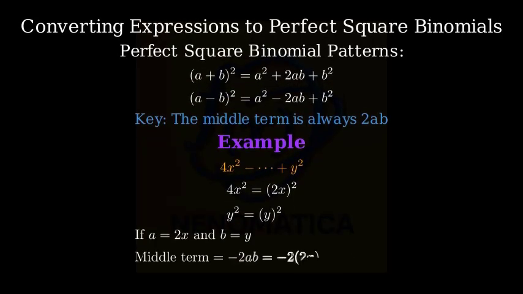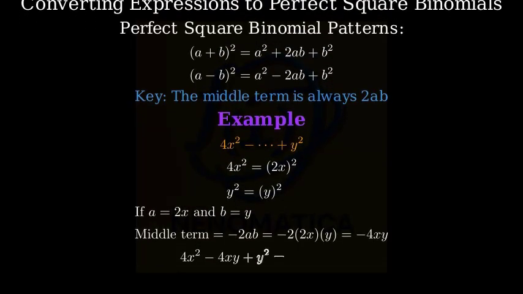Looking at our pattern, we need to figure out what the middle term should be. If a equals 2x and b equals y, then the middle term in (a - b) squared would be negative 2ab, which is negative 2 times 2x times y, or negative 4xy. So our completed expression is (2x) squared minus 4xy plus y squared, which matches the pattern of (2x - y) quantity squared. Let's verify this with the steps shown in the exercise.